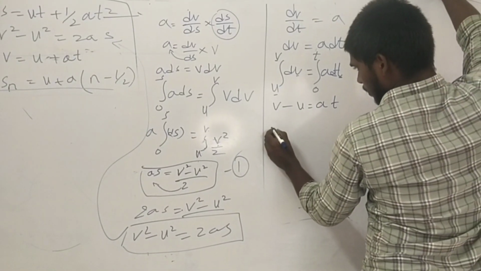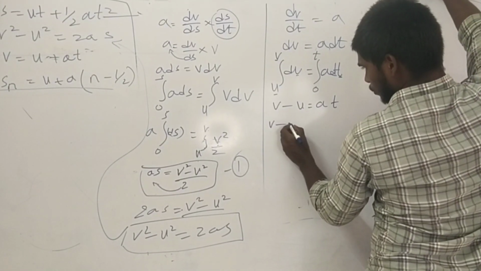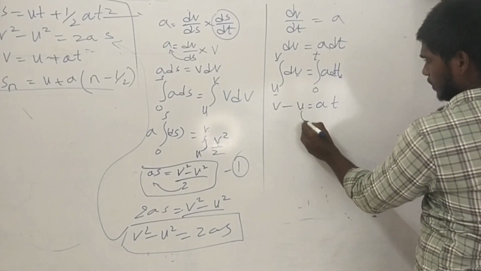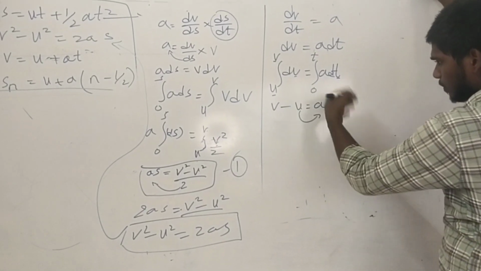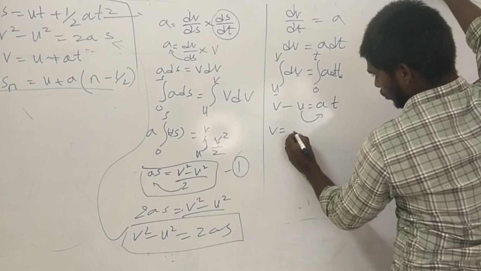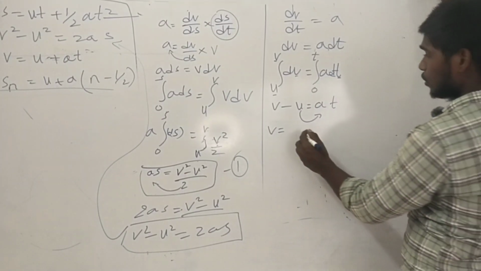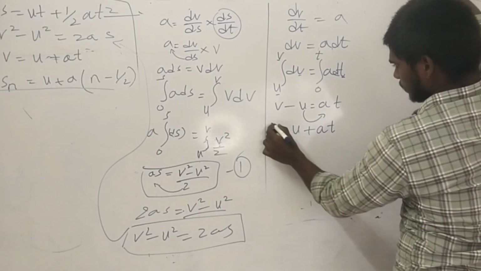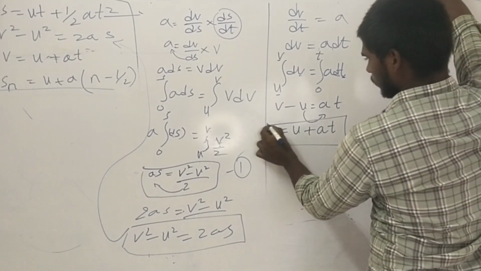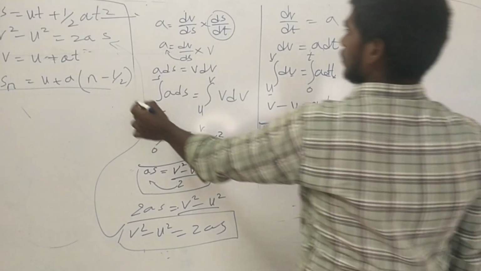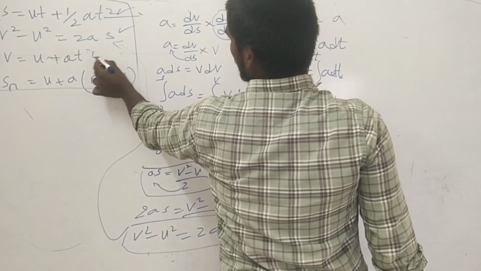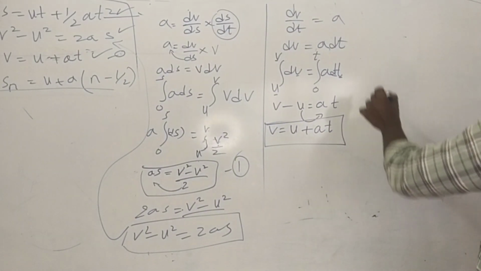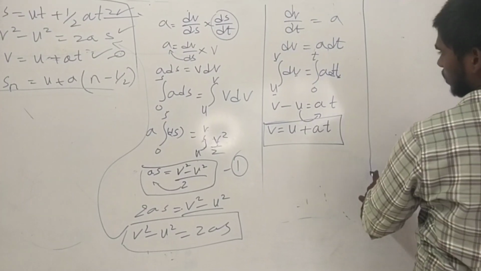So v minus u, if you bring u to this side, the minus becomes plus. So v is equal to u plus at. This is the formula we have written here. The third one, one, two, three, this third formula is also completed. So these formulas we directly use while doing the problems.